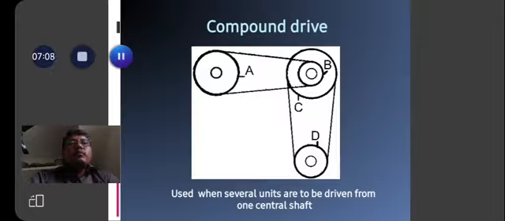Compound drive is used when several units are to be driven from one central shaft. The central shaft gives input to the several shafts.